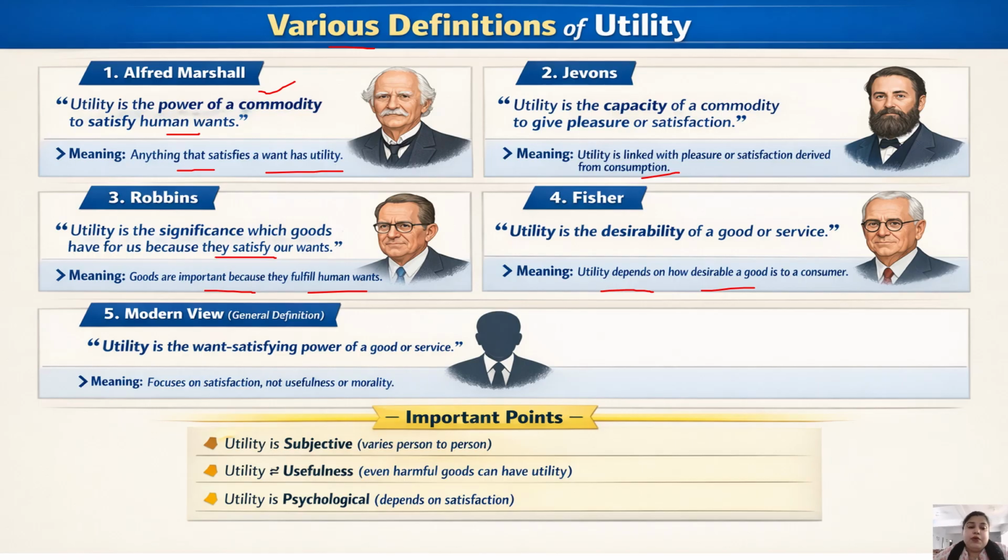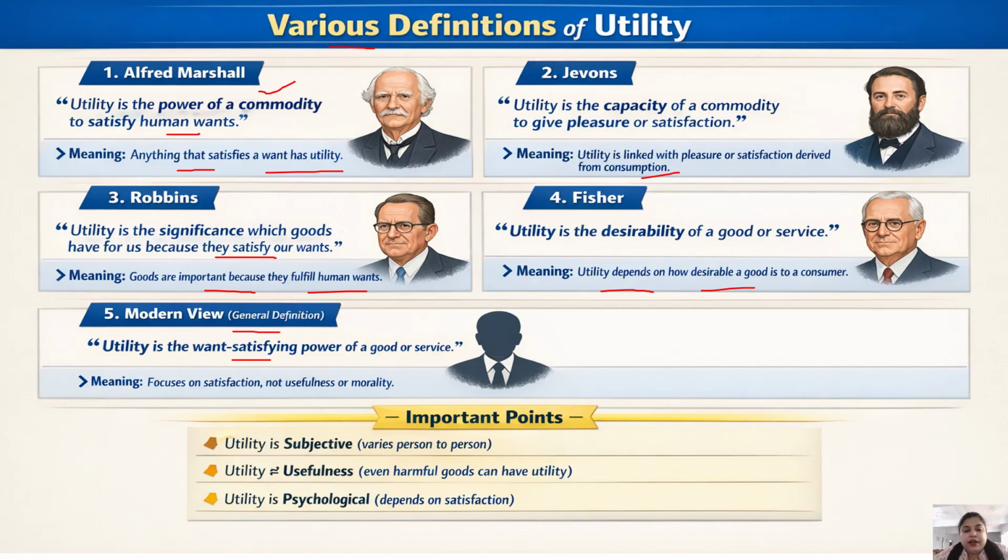The next is the modern definition of utility. The modern definition says that utility is the want satisfying power of goods or services. So in all the definitions, in layman's terms, utility is nothing but the satisfaction of a consumer, linked with consumption, or we can say that the want satisfying power of a commodity, that is, of human wants, is called utility.